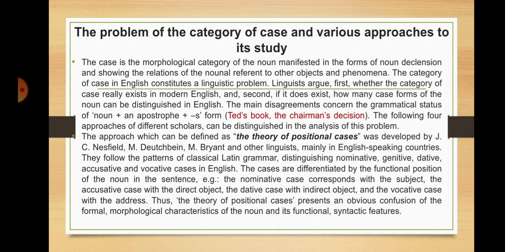The nominative case corresponds with the subject, the accusative case with the direct object, the dative case with the indirect object, and the vocative case with the address. Thus, the theory of positional cases presents an obvious confusion of the formal, morphological characteristics of the noun and its functional, syntactic features.